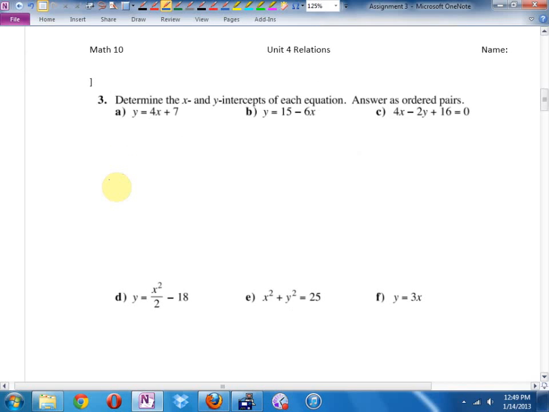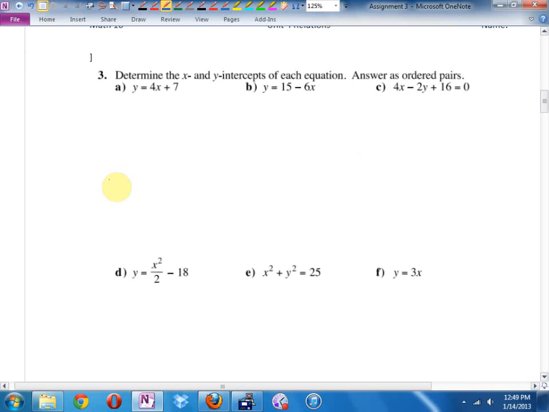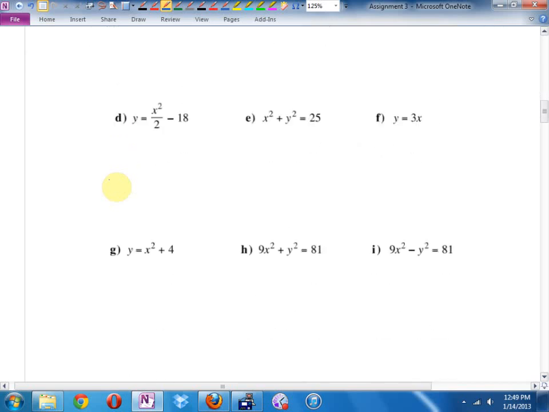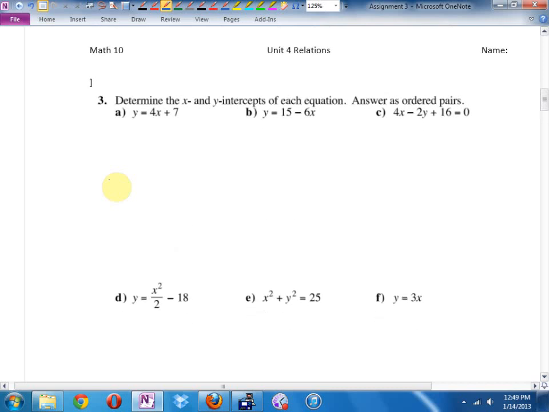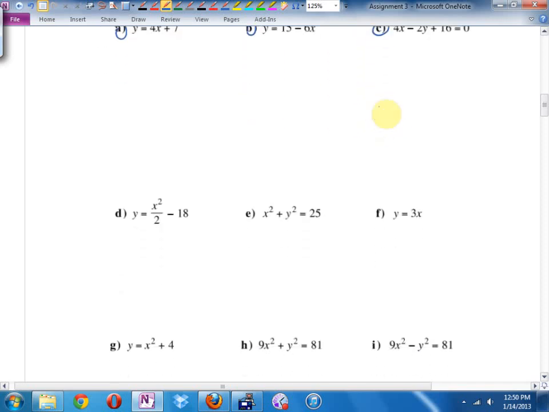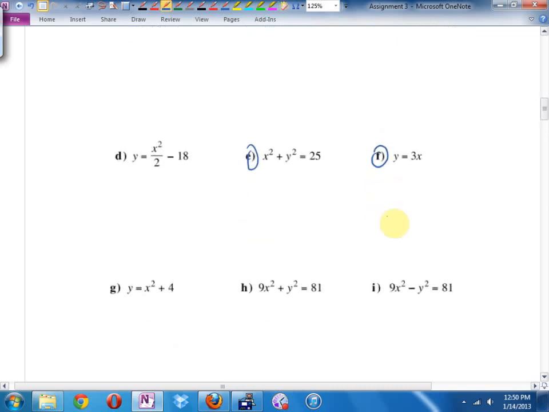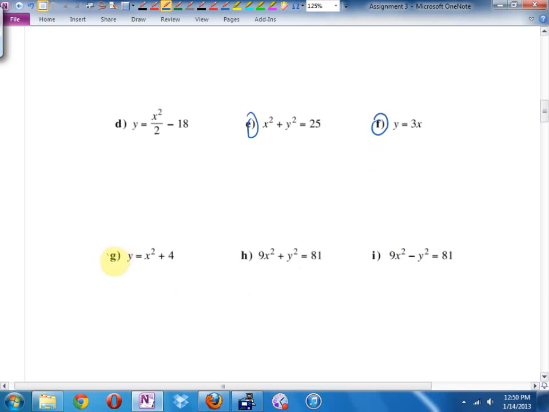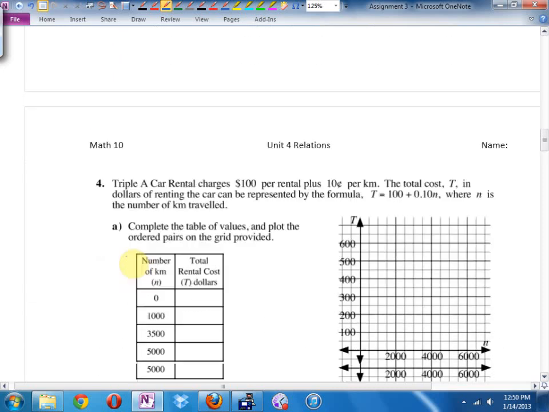1 and 2 all right now. Turn the page. Number 3 wants you to find the X and Y intercepts for each equation and then answer it as an ordered pair. Say what? Try 3A, B, C is good. Skip D. E is good. F is good. G is good. Skip H and I.